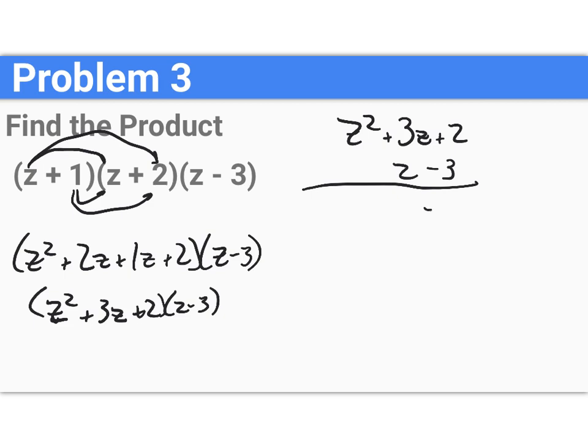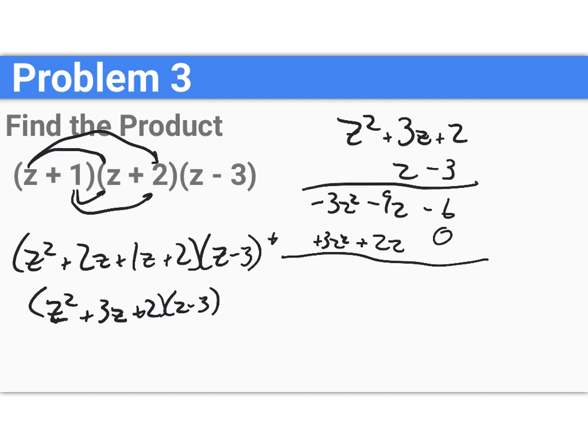Okay, so negative 6 minus 9z minus 3z squared. Put a 0 there for place. So you get 2z. And I'm adding plus 3z squared plus z cubed. All right, z cubed minus 3z squared plus 3z squared cancels out. I'm left with minus 7z minus 6. Look at that.